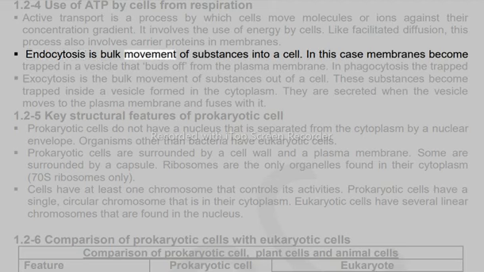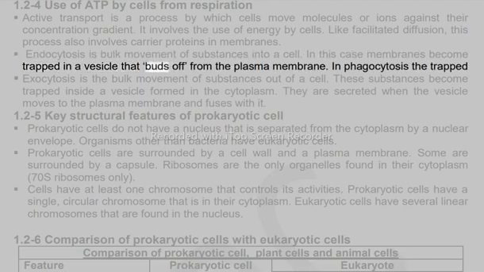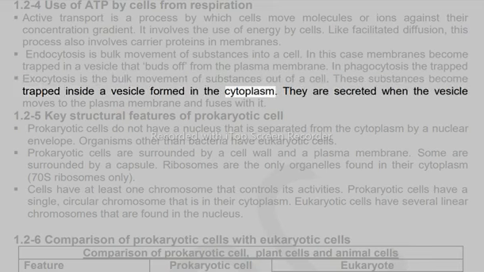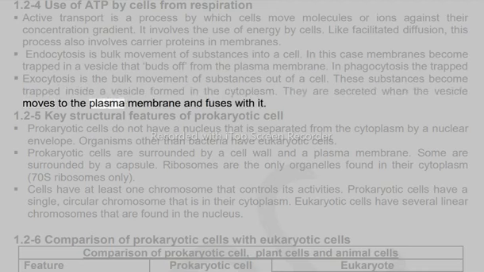Endocytosis is bulk movement of substances into a cell. In this case, substances become trapped in a vesicle that buds off from the plasma membrane. Exocytosis is the bulk movement of substances out of a cell. These substances become trapped inside a vesicle formed in the cytoplasm. They are secreted when the vesicle moves to the plasma membrane and fuses with it.